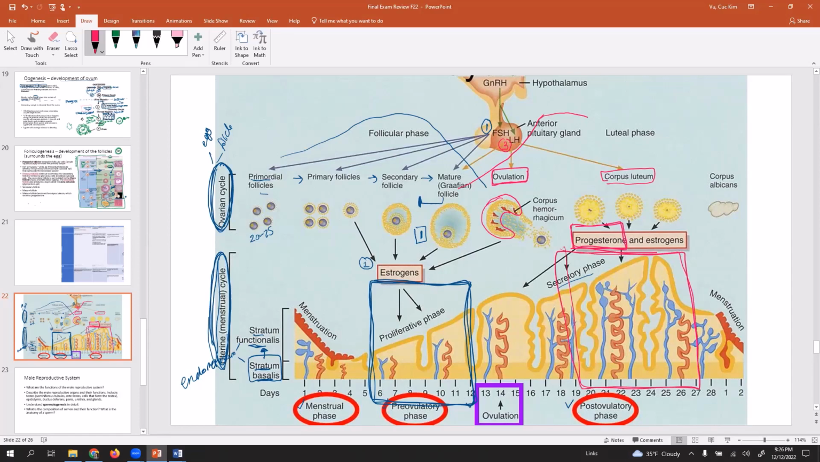Okay. But here's the problem. Estrogen levels are going to start to go down. When estrogen levels go down, LH goes down. If LH levels go down, what shrinks? Corpus luteum. And if corpus luteum shrinks, it no longer produces what? Progesterone. And if it no longer produces progesterone, nothing maintains that thickness. So what happens? Menstruation.